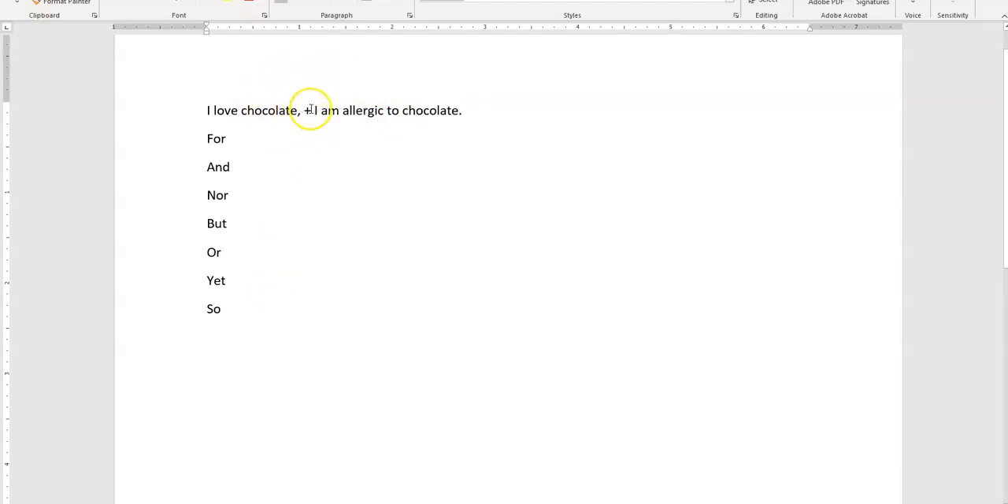I eliminate the period in between. I put a connector right here and a comma. So in here, for this lesson, for this chapter, we're going to learn but. But there is another one that is very common. It's and. So I'm going to actually teach you both. I can use but or I can use and. I love chocolate, but I'm allergic to chocolate. Right?